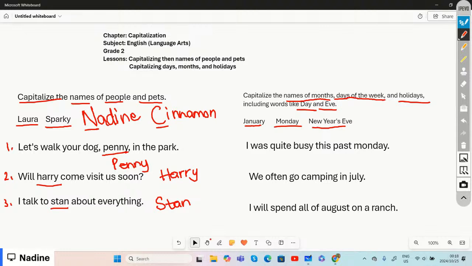All right. And now we're going to look at three sentences. I'm going to number them. Before we go on to it, we're going to identify either months of the year, days of the week, or any holidays, and we're going to capitalize it if it is lowercase.